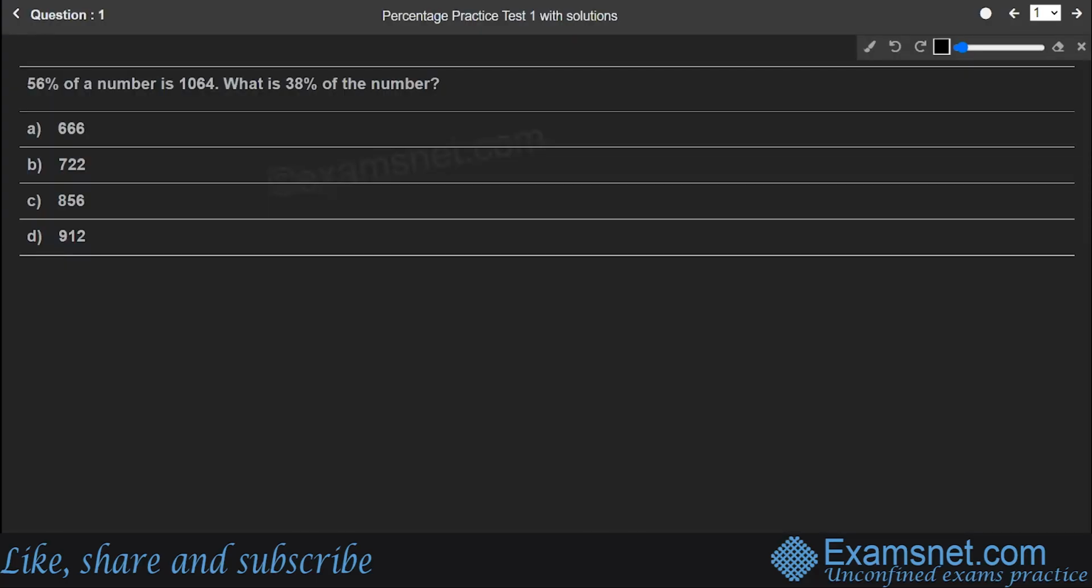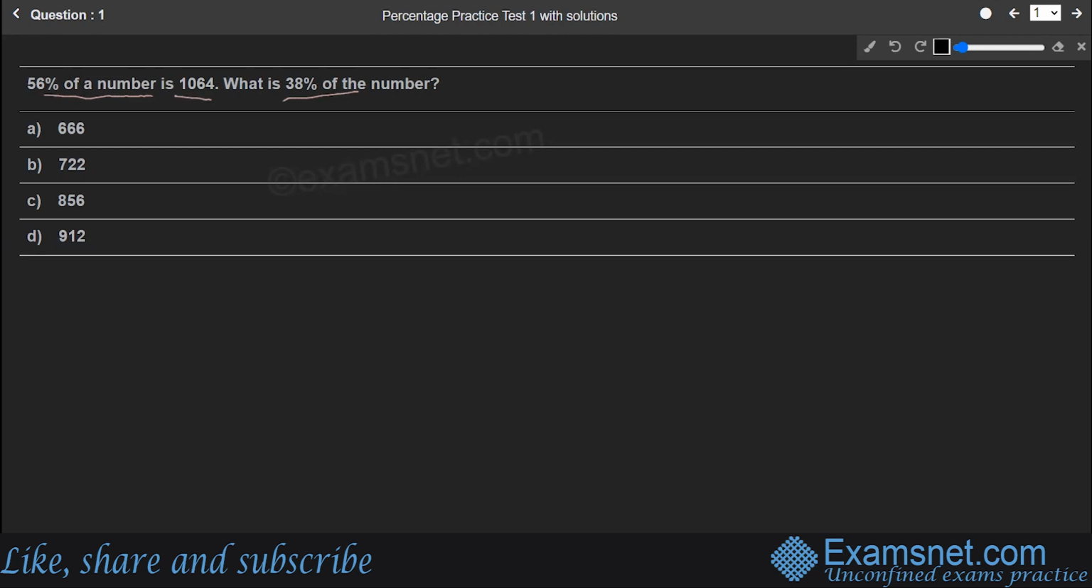Okay, so the question says 56% of a number is 1064. What is 38% of that number? In this case, we can assume the number first, and then apply the 56% of that number to 1064, from where we can calculate the value of the number. And then when the value of the number is calculated, its 38% can be easily found out.